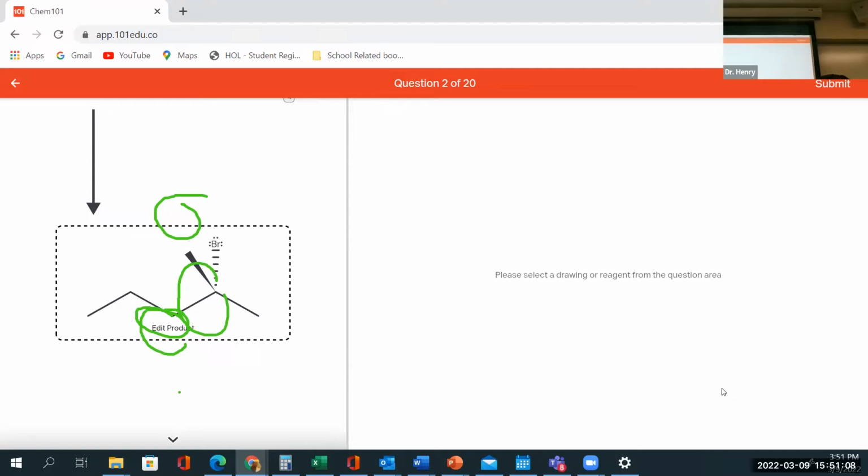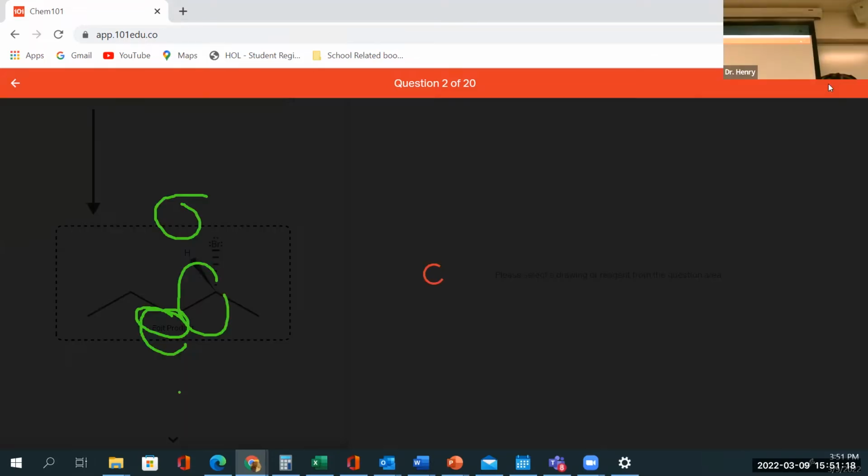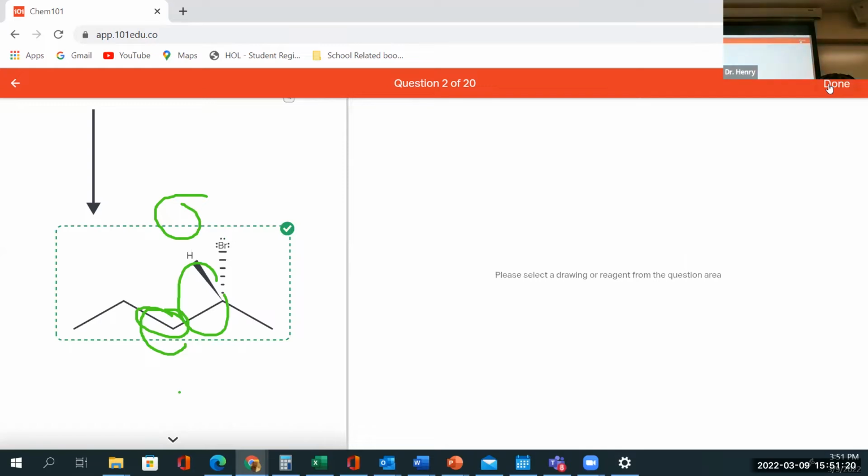What was that? Oh, that I put a method. My bad. A wedge. No, it won't work. How would you know? See, that's what confused me. I thought that bromine would have more priority over the hydrogen. So I thought the bromine was going to have to be coming towards the other way.